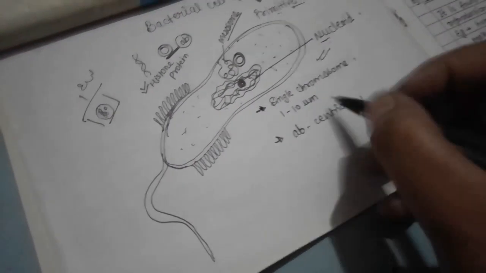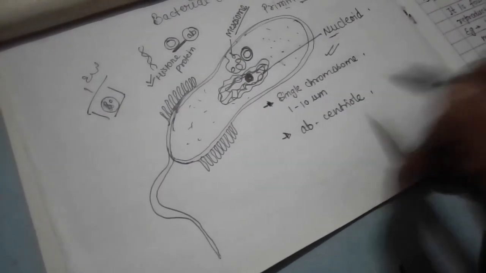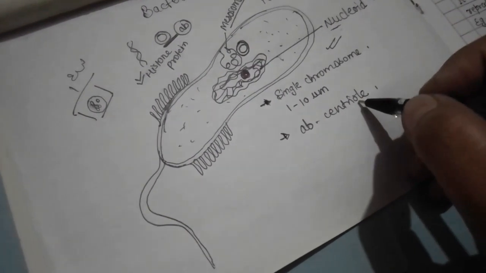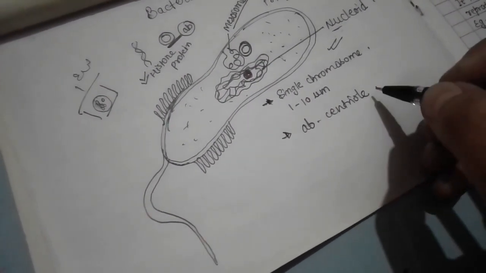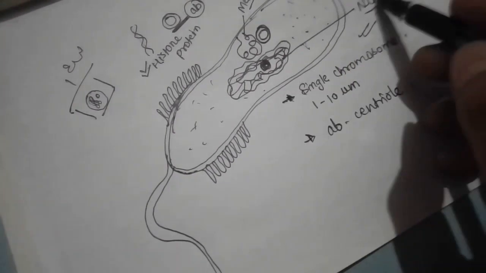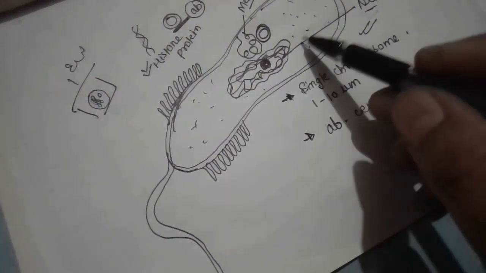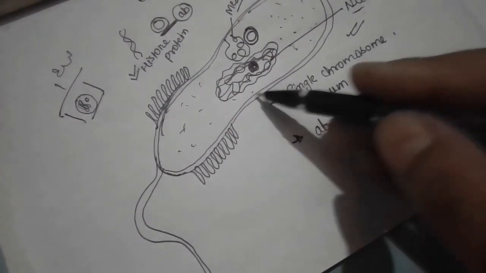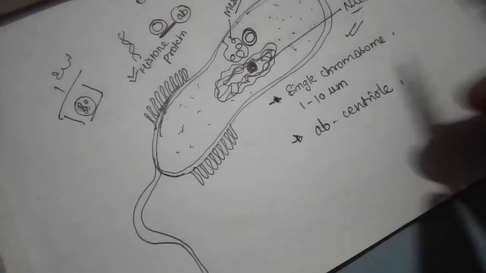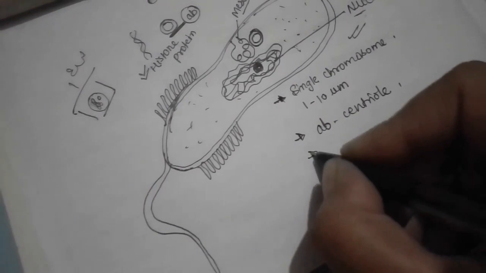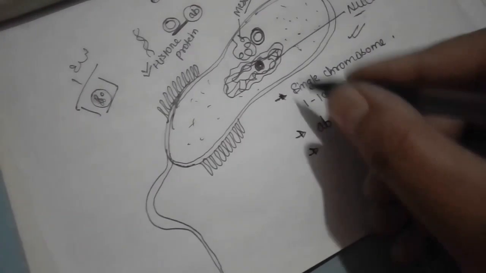Here you can see the absence of the centriole. So how are they going to divide? They divide with the help of binary fission and nuclear division, this type. Nuclear division means the nucleoid is present here. So in nuclear division, the cytoplasm is going to divide, then this one part is going to divide. It's just like the case of the amoeba, right?